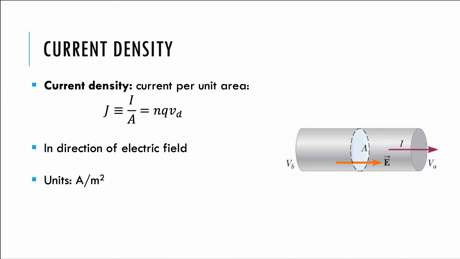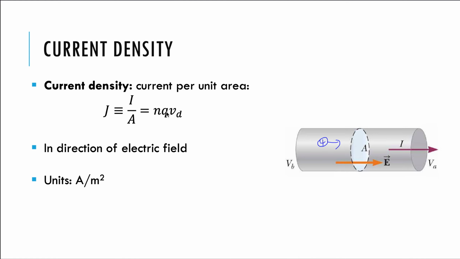Let's look at one more thing, and that is current density. Again, we're looking at a microscopic view of current, and current density is defined as the current per unit area. Current density is actually a vector, unlike current, which is a scalar. The direction of current density is in the direction of the electric field, and this is because when we're looking at current, we're looking at the flow of positive charges, and we know that the positive charges move in the direction of the electric field.